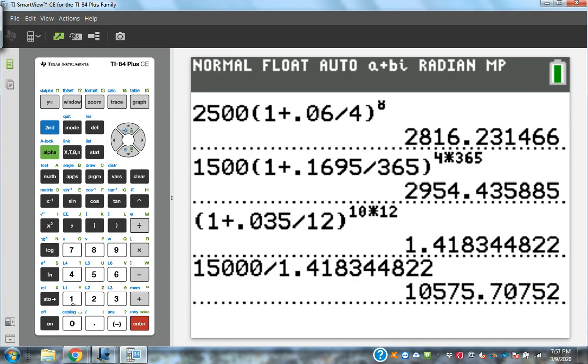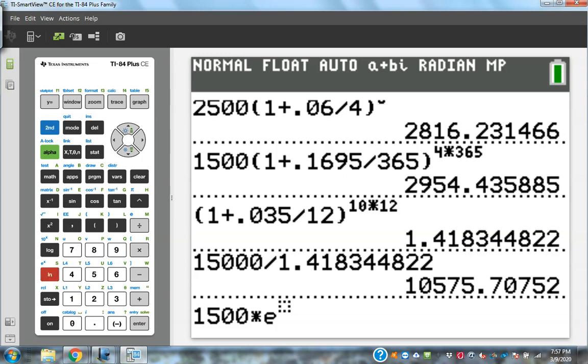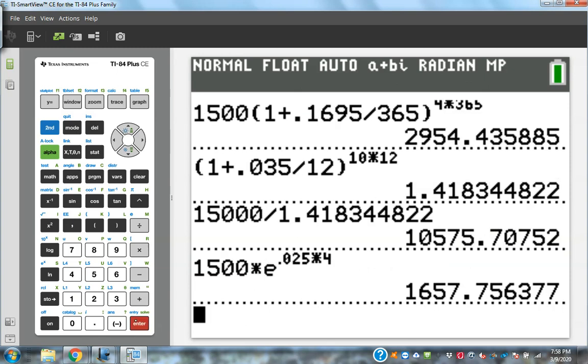So I'm going to type 1,500 times, and this is where I got to get the E. So I got to hit second and then that LN button. And that puts the E with an exponent thing there. Okay, and ours was 0.025 times 4. Crank it out. So in 4 years of continuous interest, that means continually, every second, it's dropping the interest back into the account.